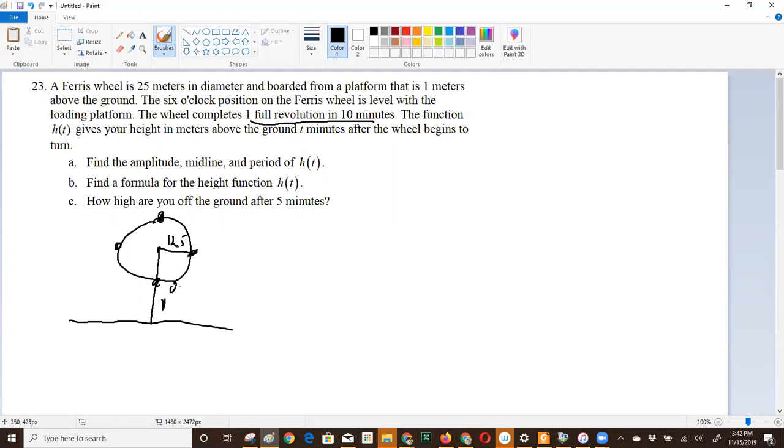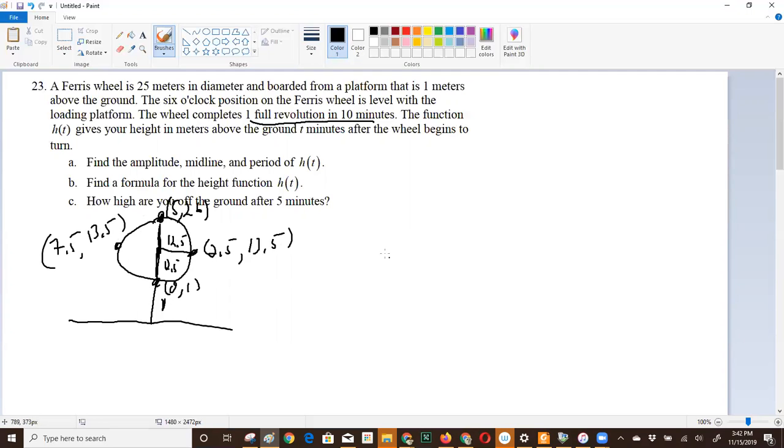So at time 0, the car is 1 meter high. At time 5, it's 25. Remember, this is a diameter of 25, so 25 plus 1 is 26. Then a quarter of the way around is at 2.5 minutes. It's going to be 12 and a half plus 1, so 13.5 meters high. On the way back down, at 7.5 minutes, it's back down to 13.5. And then 10 minutes around, it's back down at 1.